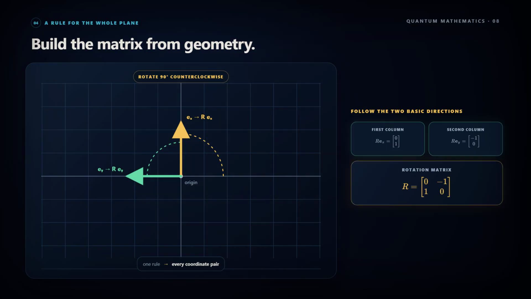Place those two transformed directions side by side, and the rotation matrix appears. 0, -1, 1, 0. This is the geometric meaning hidden inside a matrix. Its columns record where the basic coordinate directions go. Once those two outcomes are known, every other direction follows from them. The matrix is not a box of unexplained numbers, it is a compact machine built from the transformation of the coordinate grid itself.